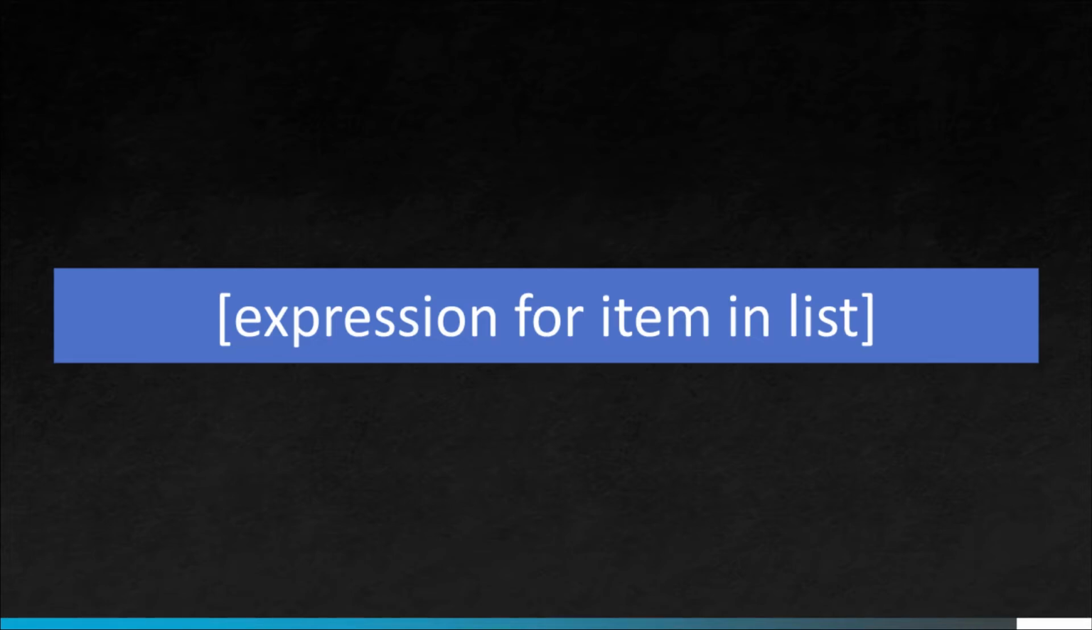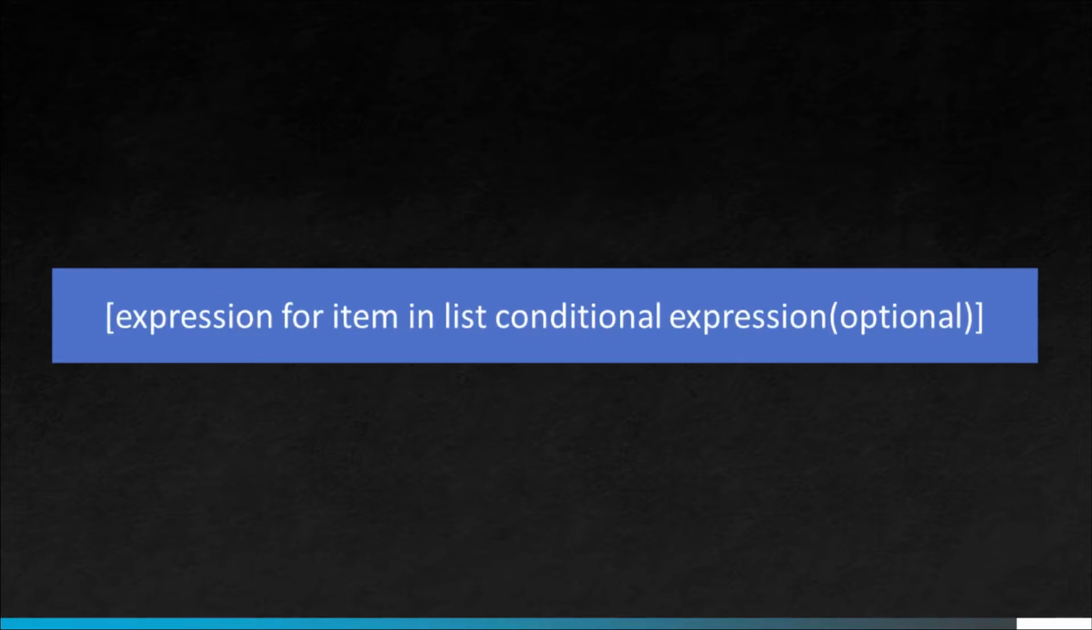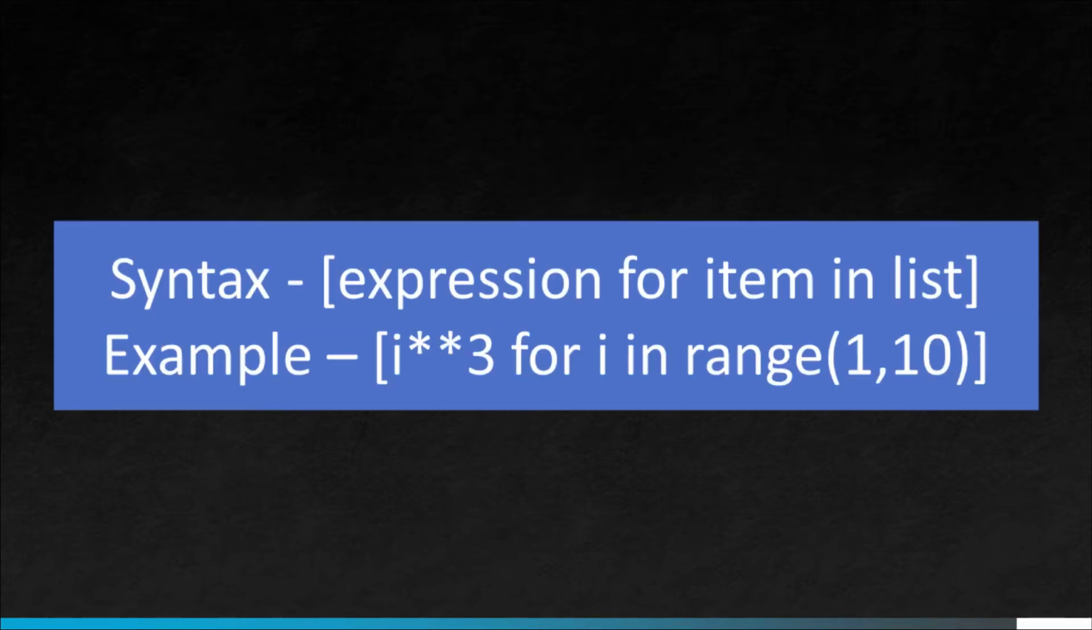The expression is the output sequence. It can be any expression. For item in list is the for loop, where item is an item from the iterable, whereas list is the iterable object, which can be a list or a tuple. We have an optional conditional expression as well, where we can use the if statement. List comprehension applies the expression to each element in the list. You can have 0 or more for or if statements in a single statement.